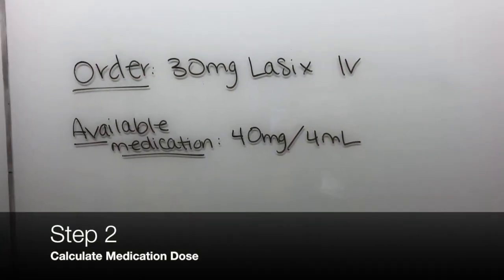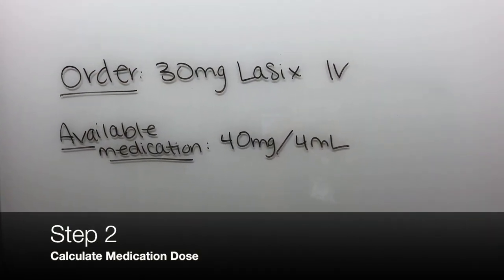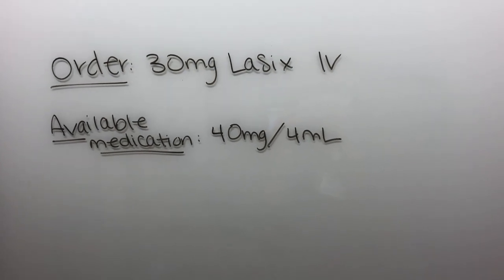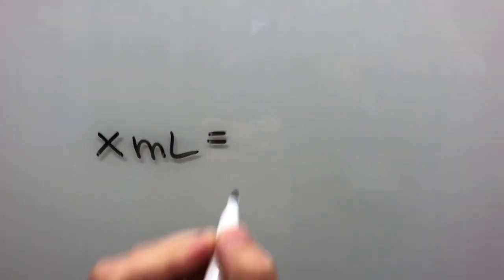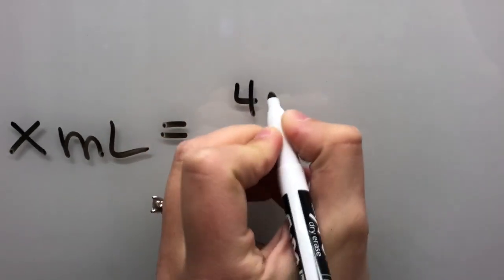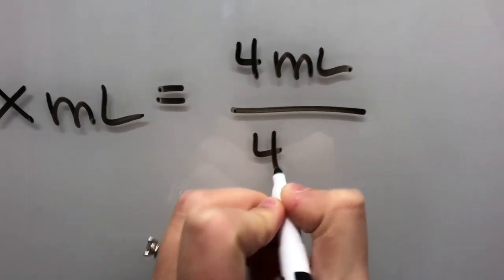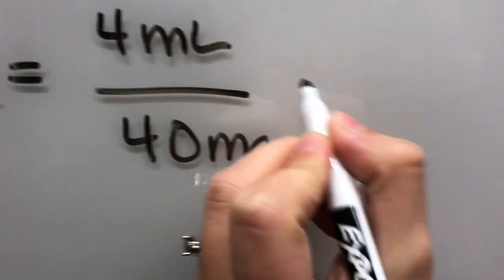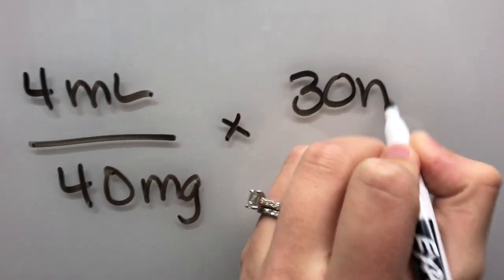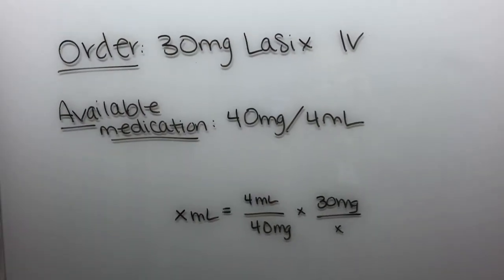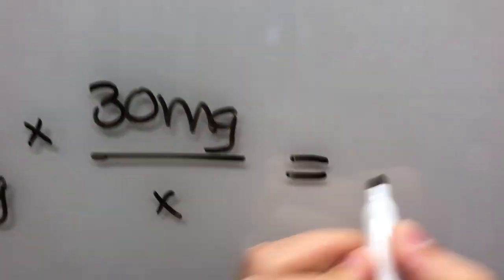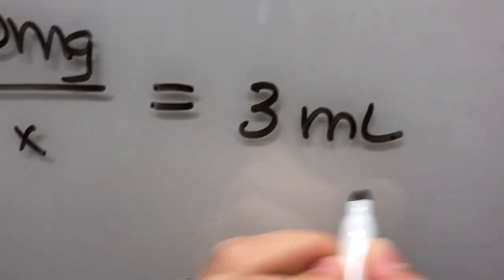The physician has written an order for 30 milligrams of Lasix IV. The available medication is in 40 milligrams per 4 milliliters, so we'll have to do some math. So we'll be looking for the amount of milliliters we'll be giving to the patient. The medication comes in 4 milliliters per 40 milligrams, and the dose is 30 milligrams. The calculations come to 3 milliliters.